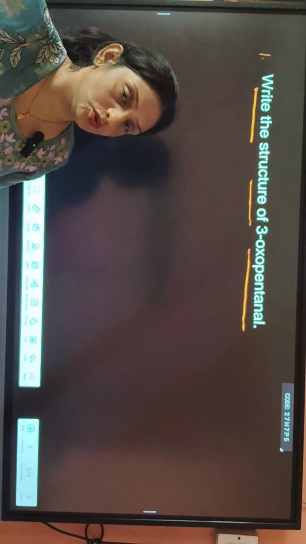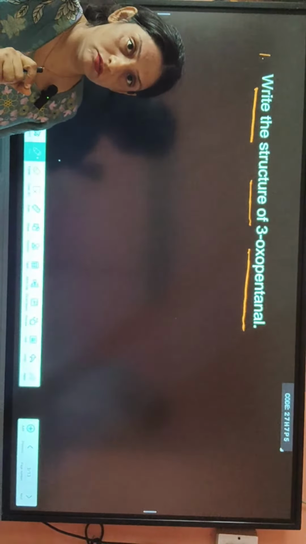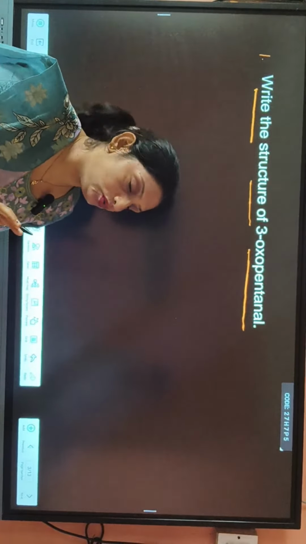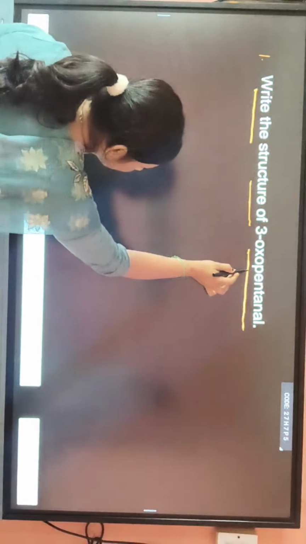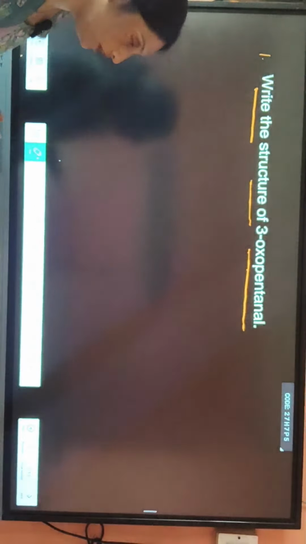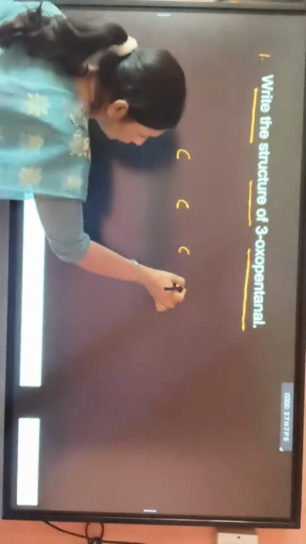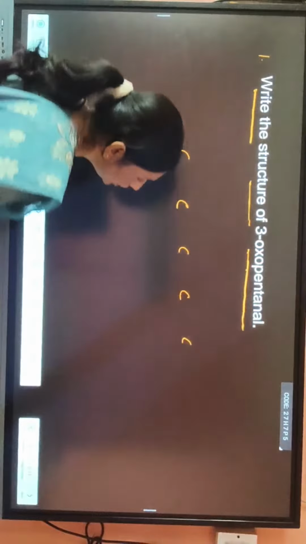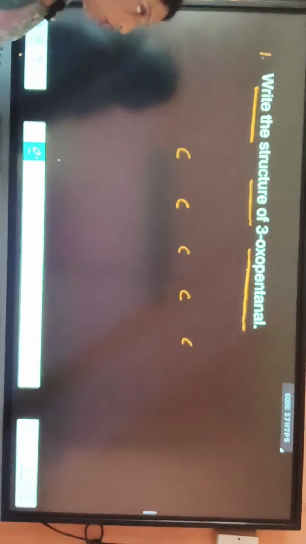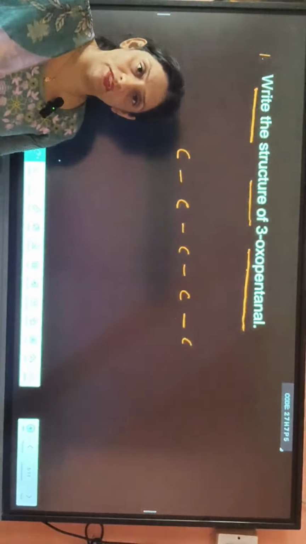So how can you write it? First you will see the word root during writing the structure of any compound. The word root is pentanal. Pent means 5 carbons are there, as you all know very well. So you will make 5 carbons: 1, 2, 3, 4, 5, with single bonds between them.